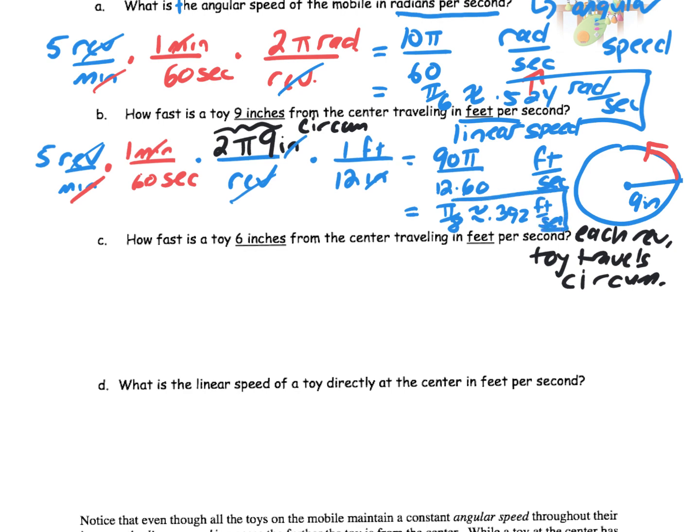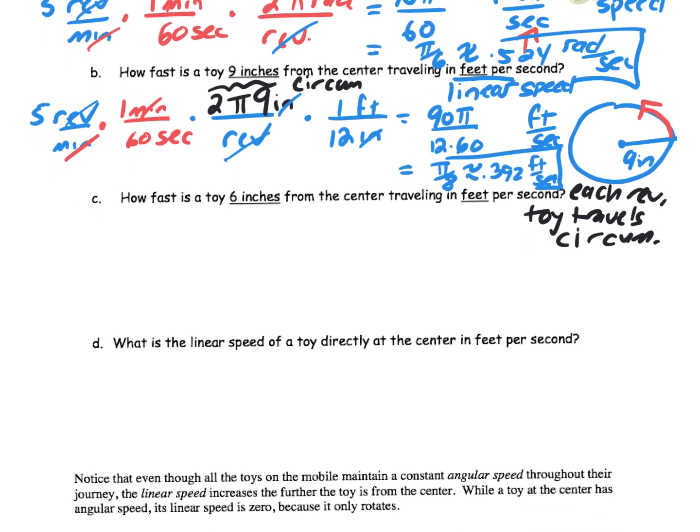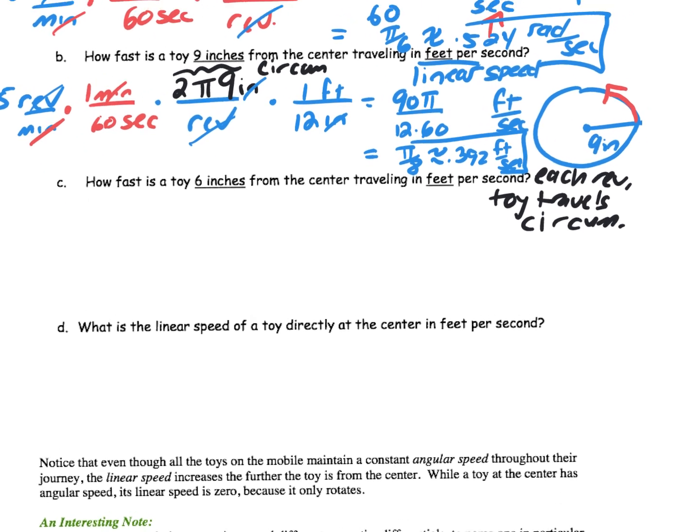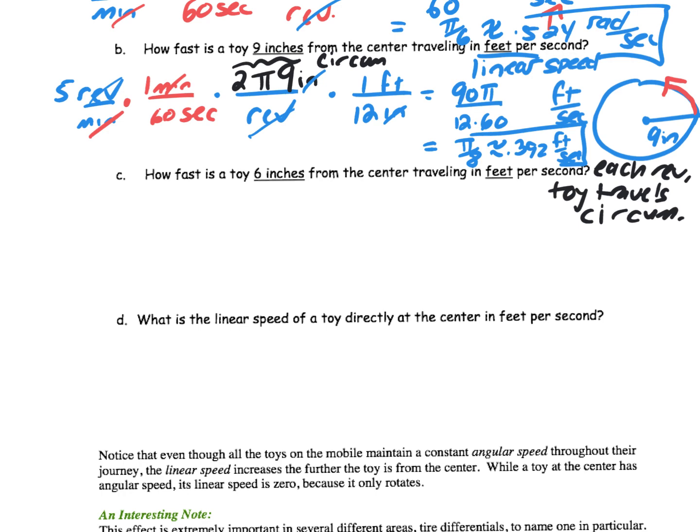Part C is almost the same problem, except here the toy is only 6 inches from the center instead of 9. So we've got a toy here. It's 6 inches from the center. So the problem is identical. The only thing that's going to change is the radius of the circumference. So we can do the same problem again.